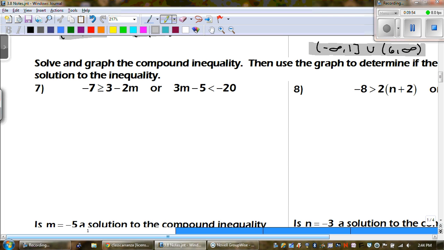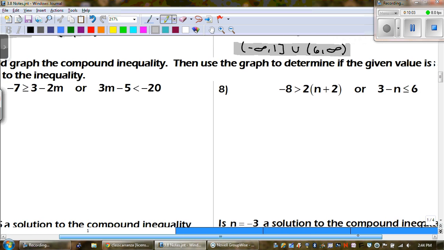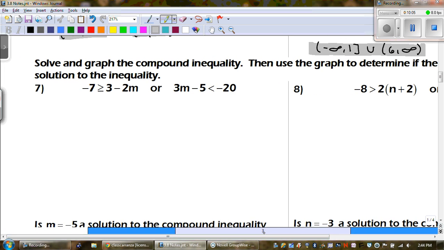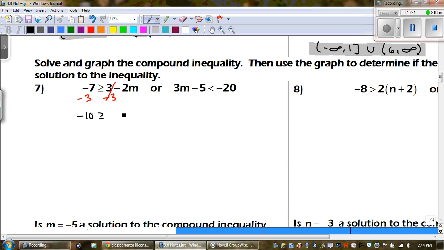Now, we need to solve and graph the compound inequality, and then use the graph to determine if the given value is the solution of the inequality. So 7, you guys need to solve this, okay? Well, let's do the first one together, and then you can pause the video to try it, okay? So we have to subtract 3 from both sides. You get -10 is greater than or equal to -2m.